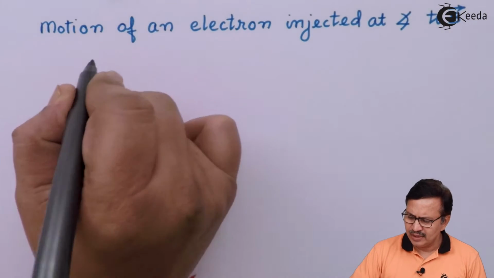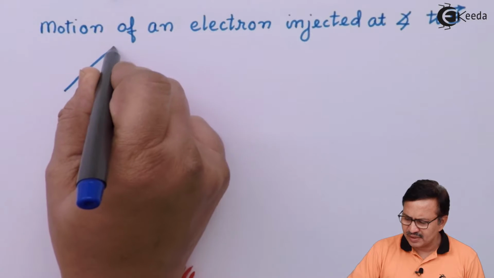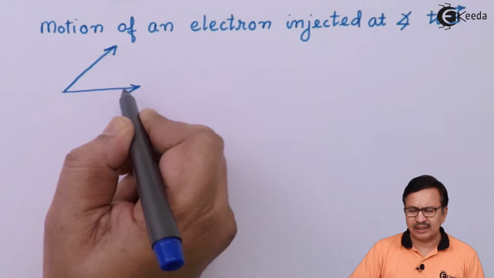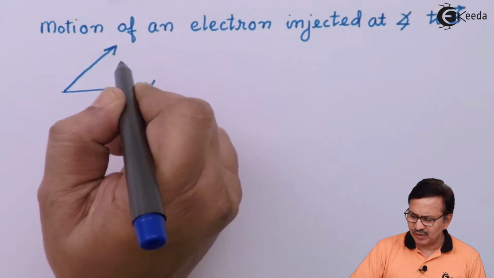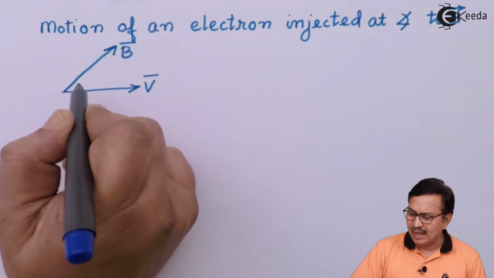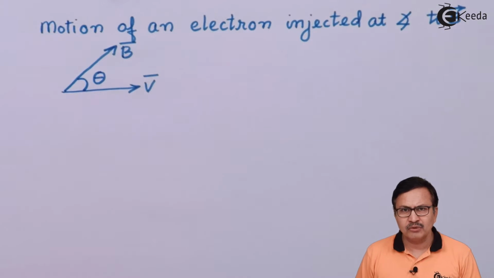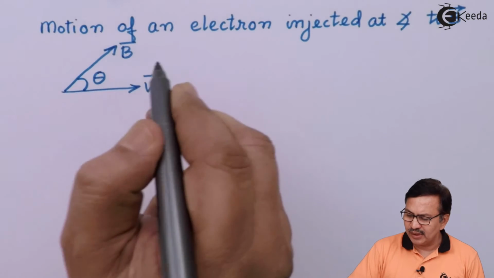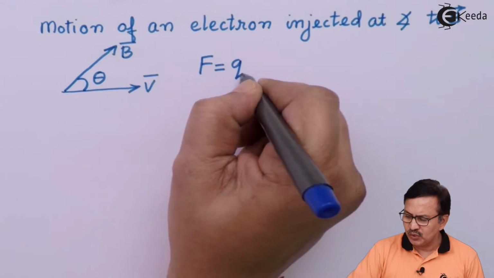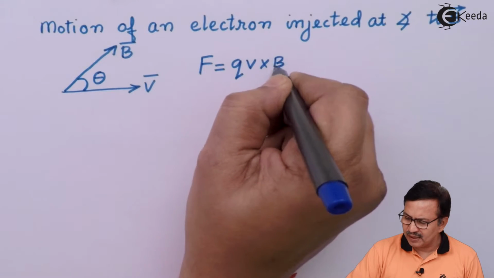So let us assume that the direction of the magnetic field is something like this, and the direction of the velocity of the charged particle. So this is going to be the direction of the velocity, which is a vector, and this is the direction of the magnetic field. Once again, it is a vector, and let us assume that the angle between these two is theta. So as per the definition, the force acting on the charged particle is going to be equal to Q, which is the magnitude of the charge, into V cross B.